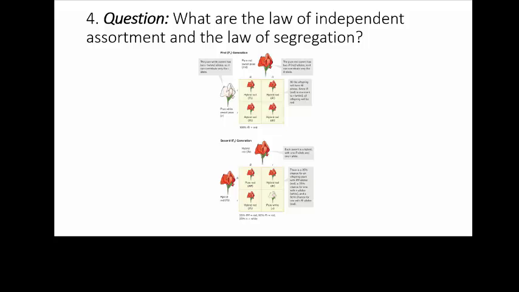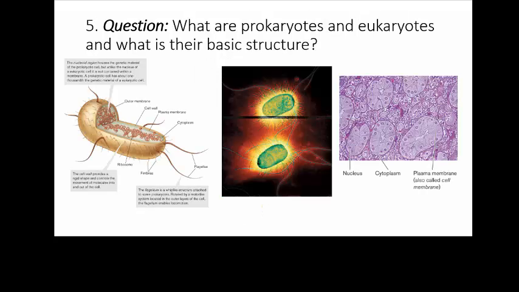Question: what are prokaryotes and eukaryotes, and what is their basic structure? Prokaryotes are organisms that do not have a membrane-bound nucleus containing DNA or other membrane-bound organelles. Its DNA is not organized into chromosomes.